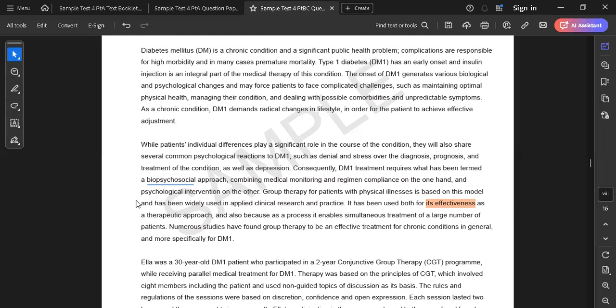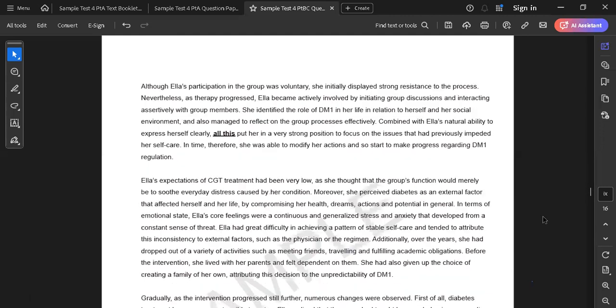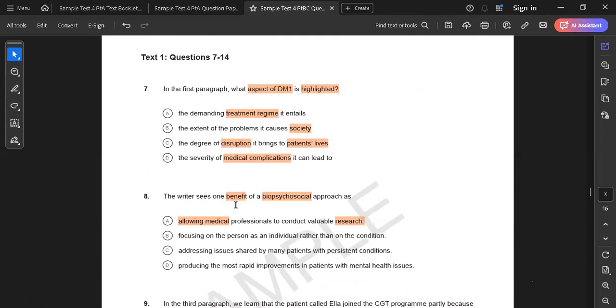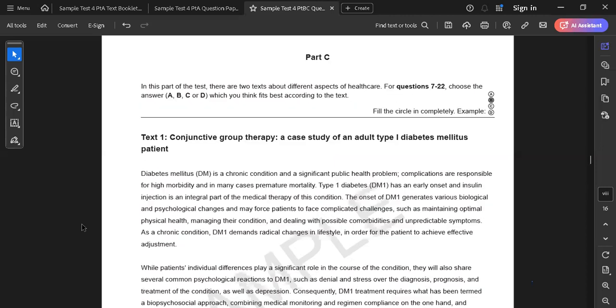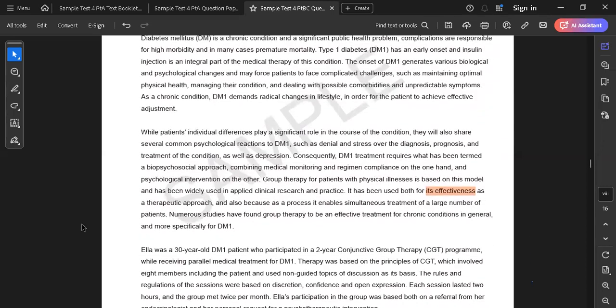Now what was the question keyword? Question keyword, not the option. The question keyword was benefit, right? The question keyword was benefit. Look here. So if you go back, you have seen that it has been used for both its effectiveness. So effectiveness looks like it's what? It looks like a benefit, right?